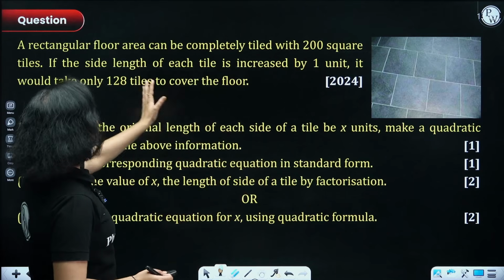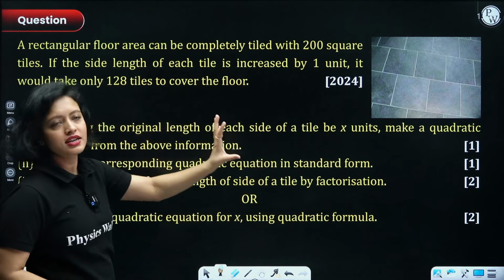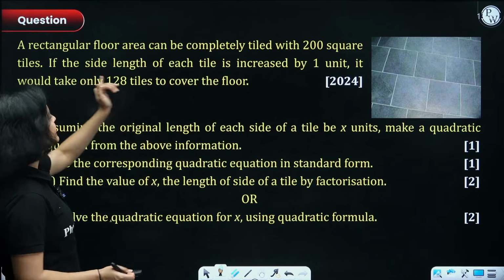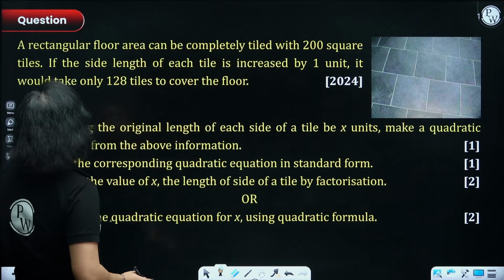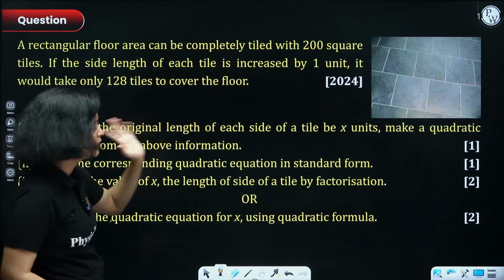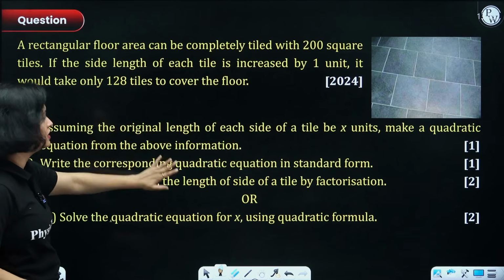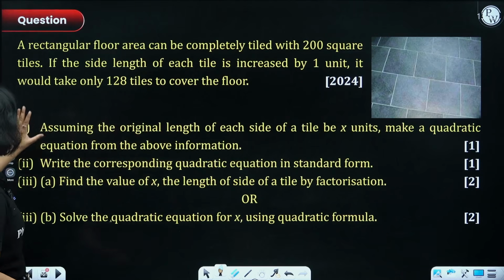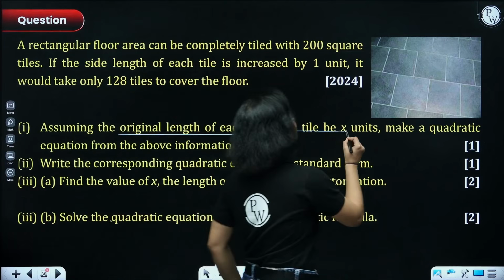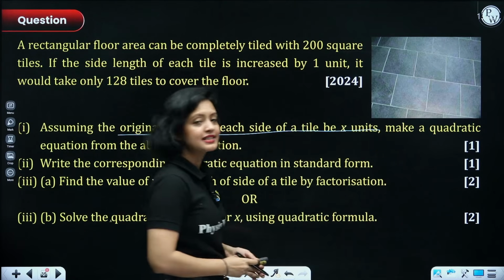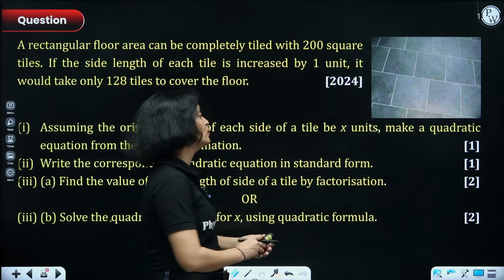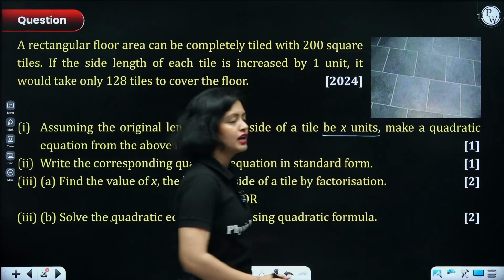A rectangular floor area can be completely tiled with 200 square tiles. Okay. If the side length of each tile is increased by 1 unit, it would take only 128 tiles to cover the entire floor. ठीक है, चलो let's see the questions now. ठीक है, the first question is assuming the original length of each side to be x unit. So they are saying that assume that each side of a tile is x unit and form a quadratic equation.